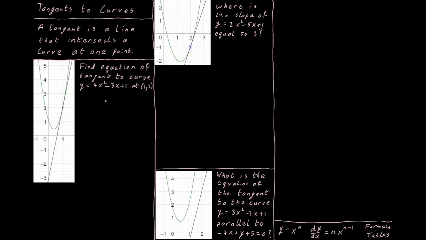Hello. Now we are going to look at tangents to curves. So to begin with, a tangent is a straight line that intersects a curve at only one point. So it crosses a curve at only one point.